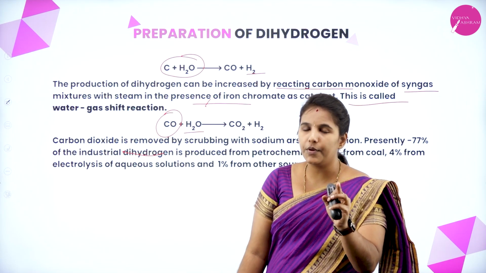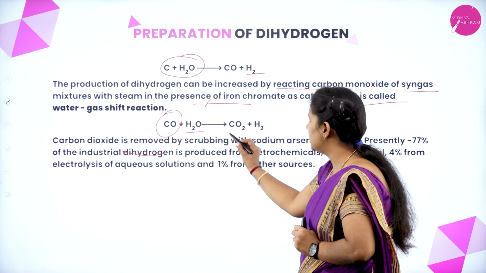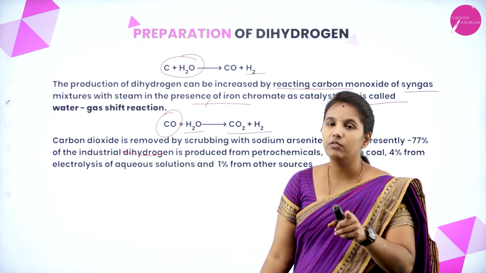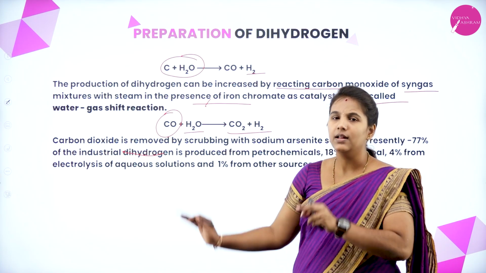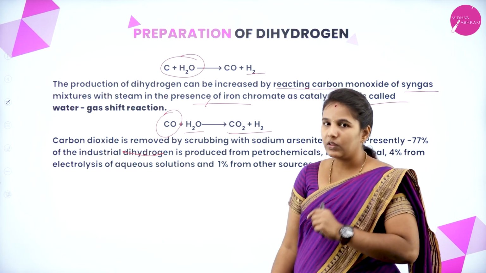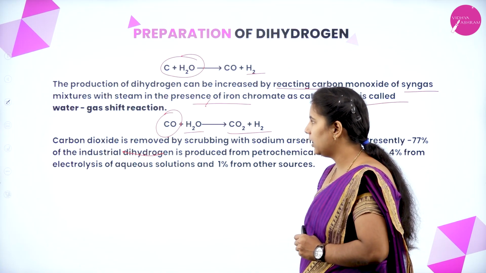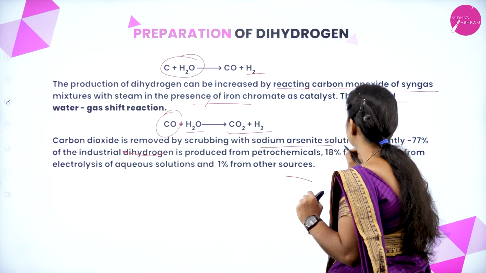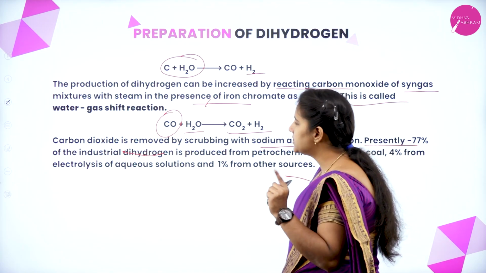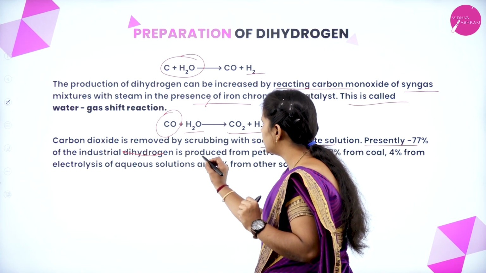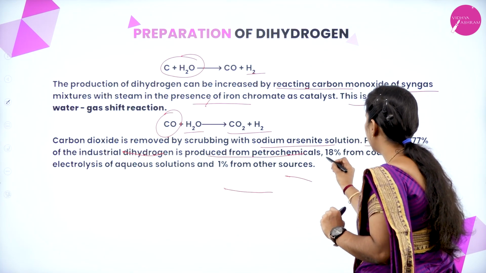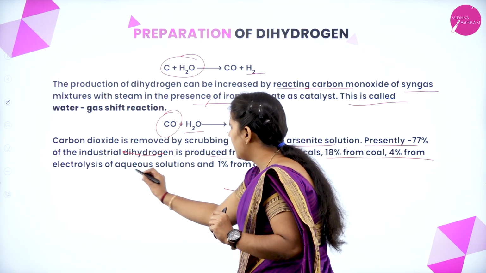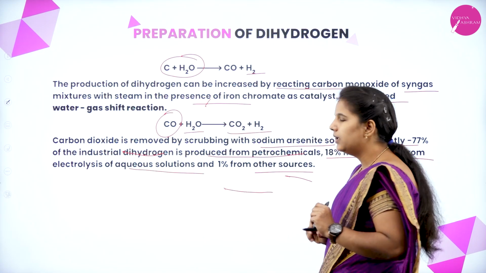So, when you treat the carbon monoxide with water, you can expect the formation of hydrogen gas, as compared to the first step, with the liberation of carbon dioxide. This process is also known as the water gas shift reaction. The carbon dioxide is removed by scrubbing with sodium arsenite solution. Presently, 77% of industrial dihydrogen is produced from petrochemicals, 18% from coal, 4% from the electrolysis of aqueous solutions and 1% from other sources.